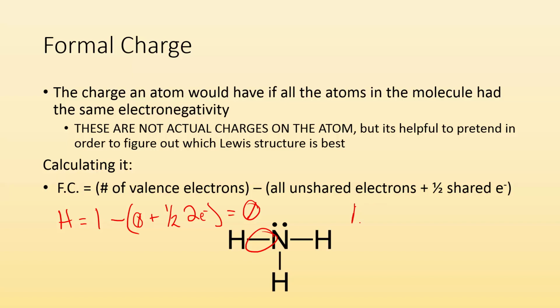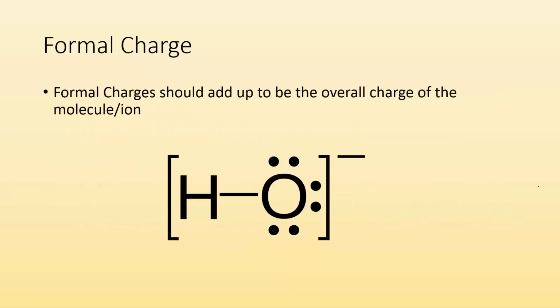Now let's take a look at nitrogen. It has 5 valence electrons, and we're going to subtract all of the unshared electrons. Nitrogen has 2 unshared electrons and half of the shared electrons. There's 2, 4, 6 electrons being shared, so it also has a formal charge of 0. Formal charges should add up to be the overall charge of the molecule or the ion.